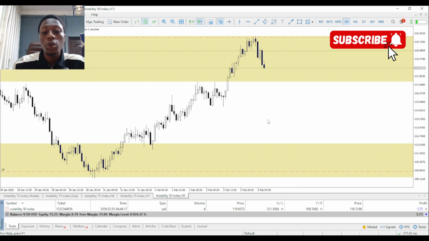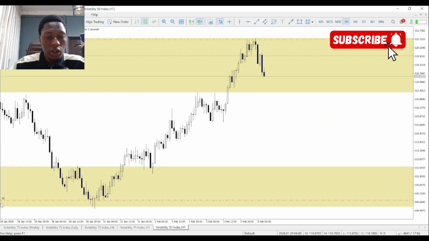So I believe this top-down analysis, or rather a breakdown analysis, is both combined breakdown and top-down analysis, because I started from the weekly down to the H1 time frame. I believe this breakdown helps you, and you get to understand more about top-down analysis, time frame, structure, and how the market moves. You understand? So this is Snipe Pips.